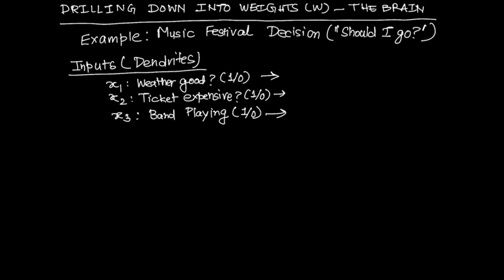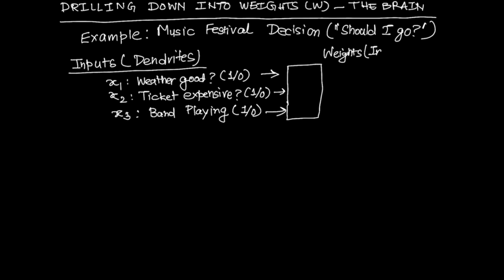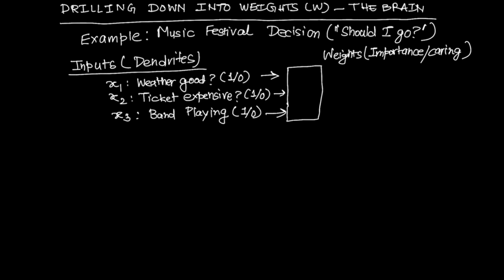Now be honest with me. Do all these factors matter equally to you? Probably not. If you're a massive fan of the band, that third input matters a lot. If you're broke, that second input, the price, matters a lot, but in a negative way. If you're tough, maybe you don't care about the weather at all. This caring is exactly what a weight is.